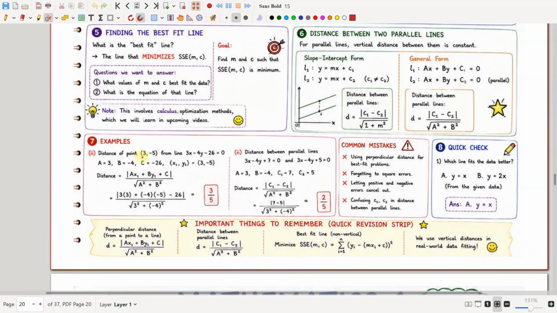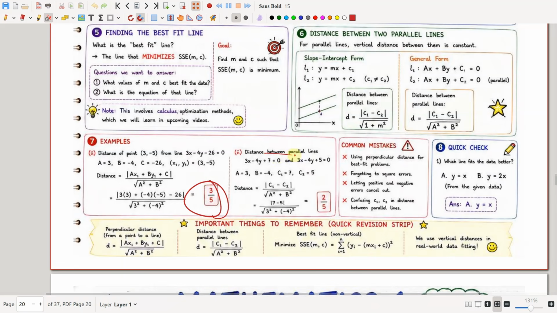See, the distance of the point 3 comma minus 5 from the line 3x minus 4y minus 26 is equal to 0. So we know the distance formula from the last slide. So we have a is equal to 3, b is equal to minus 4, c is equal to minus 26, and x1 comma y1 is 3 comma minus 5. Therefore, the value will be the modulus of 3 into 3 plus minus 4 into minus 5 minus 26 divided by root of 3 square plus minus 4 square, which is 3 by 5.